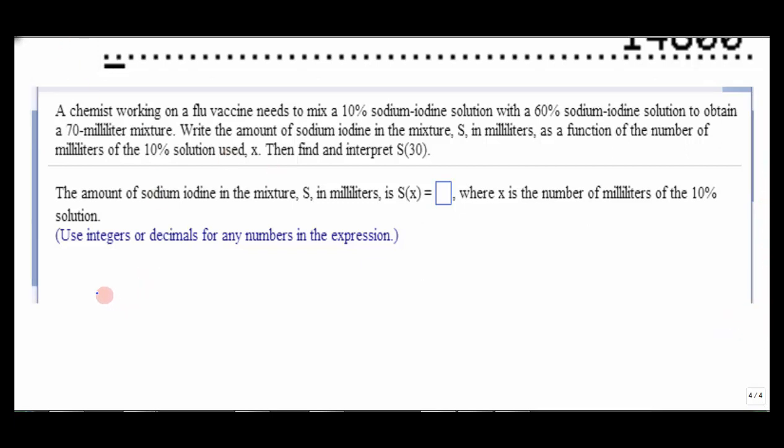So to get started, we have a chemist working on a flu vaccine and they need to mix a 10% solution of sodium iodine. Okay, so we have two solutions. We have a 10% solution. Now this is the same thing, but this one is stronger because it's a 60% solution. That's 60% pure sodium iodine, whereas this one's only at 10%. When they get all done, they need a 70 ml mixture.